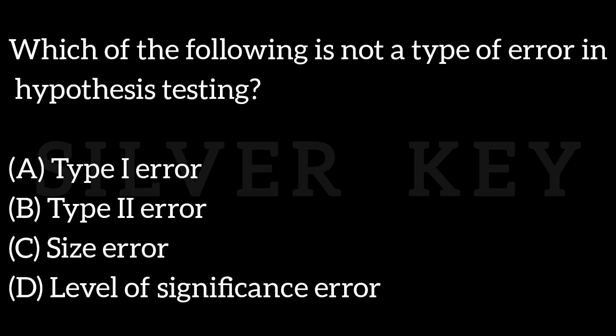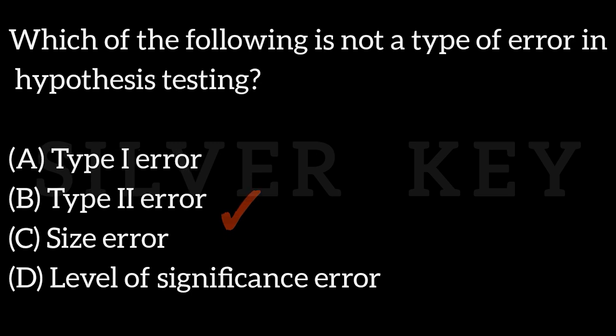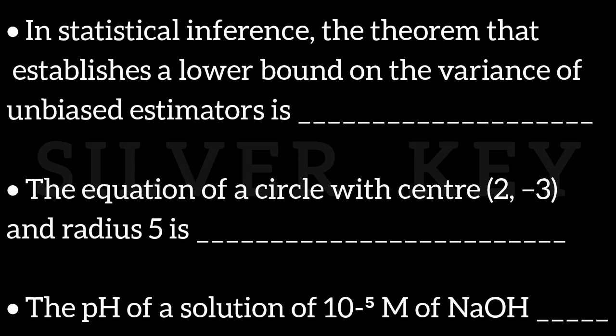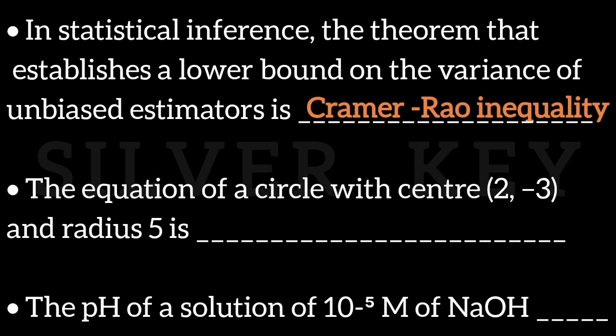Type 1 error, Type 2 error, and level of significance error are the types of error in hypothesis testing except size error. In statistical inference, the theorem that establishes a lower bound on the variance of unbiased estimators is the Cramer-Rao inequality.